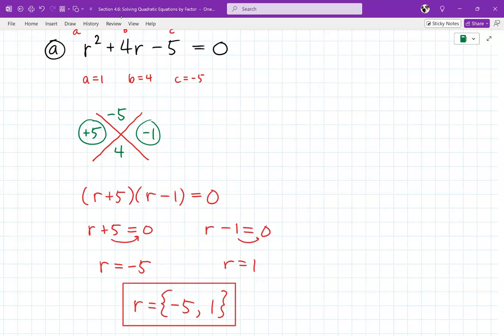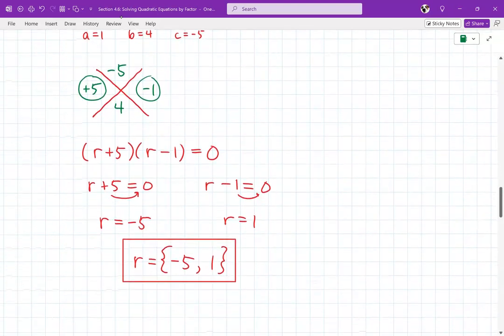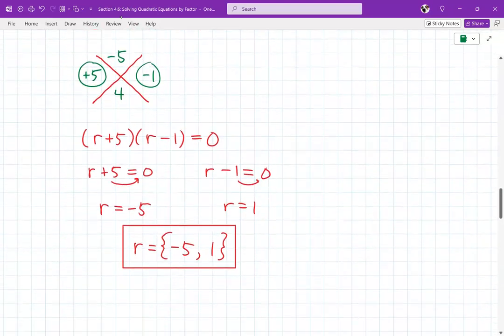This isn't supposed to be the hard part, right? The new thing is just setting it equal to 0 and then solving. Okay? So hopefully you're not struggling with that, but there you go. We found our 2 answers, and we're done.